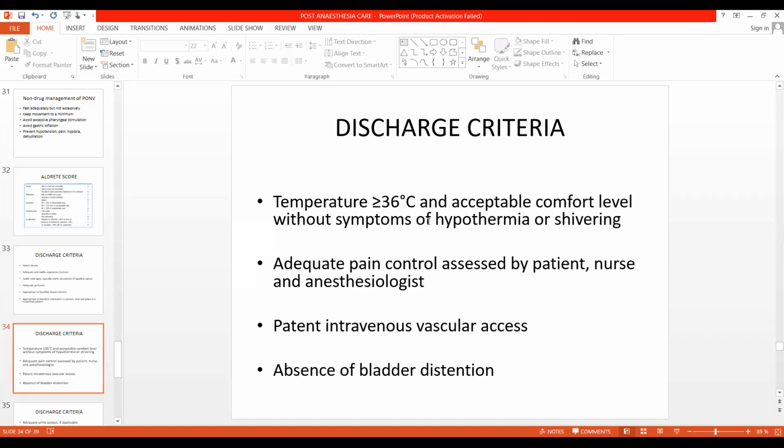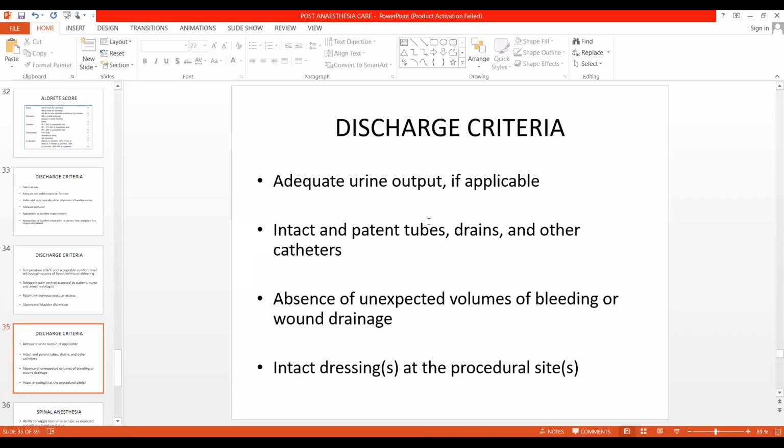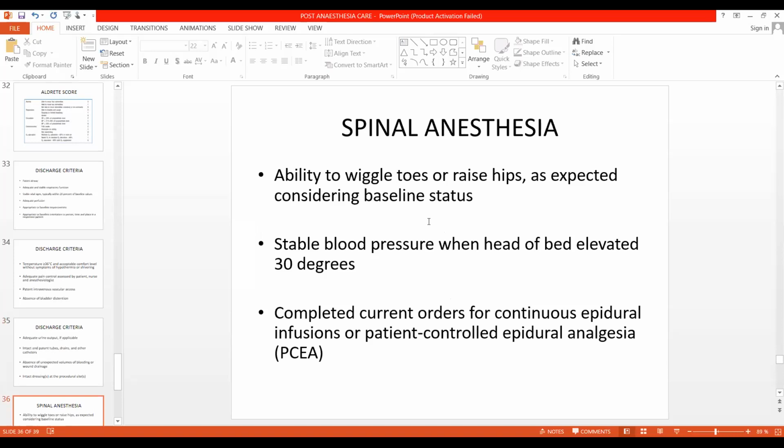Check that there's an absence of bladder distension. If the urine output is greater than 600, then you can leave the catheter in. You have to make sure that other tubes are intact. Then, of course, you see the expected volume of bleeding, and you see how much is draining, especially on the incision. So the dressing should be intact.